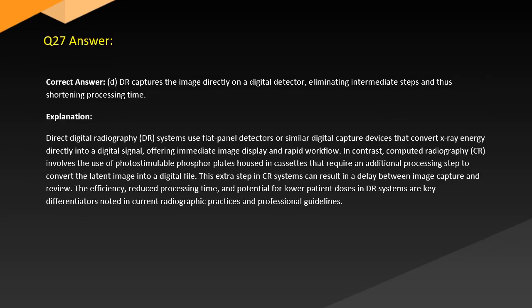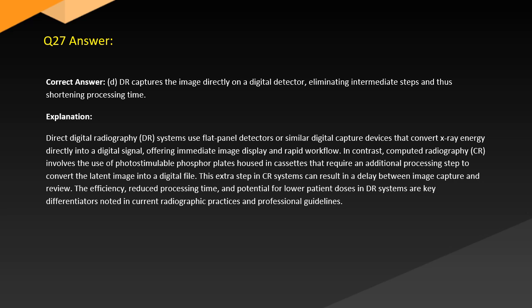Answer. Correct answer D. DR captures the image directly on a digital detector, eliminating intermediate steps and thus shortening processing time. Explanation. Direct digital radiography (DR) systems use flat panel detectors or similar digital capture devices that convert X-ray energy directly into a digital signal, offering immediate image display and rapid workflow.